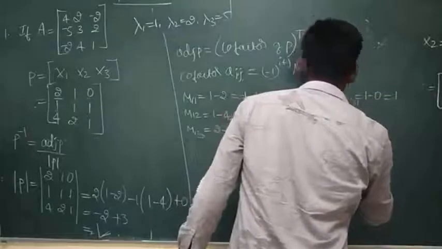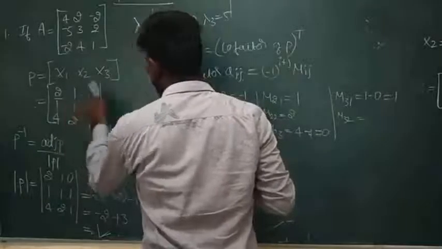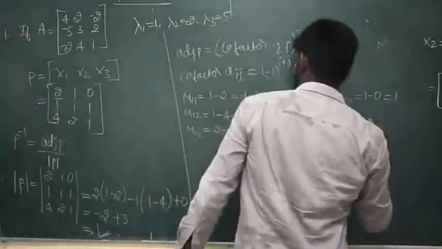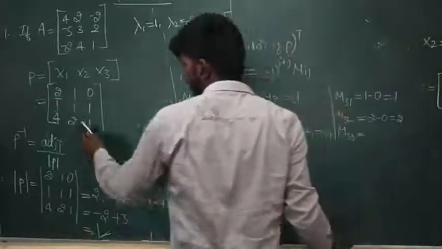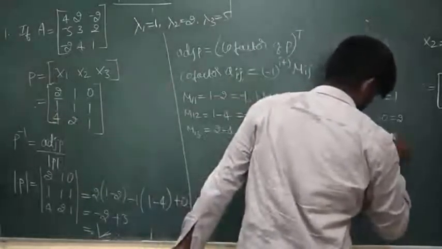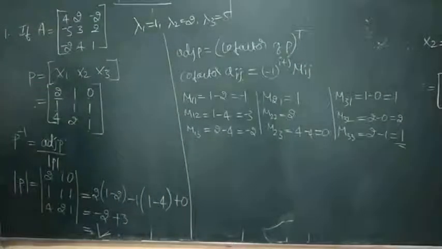M32, leaving this row and this column, 2 into 1, 1 into 0, 2 minus 0 gives 2. And M33 is equal to 2 into 1 minus 1 into 1, 2 minus 1 is 1. These are all the minor elements.